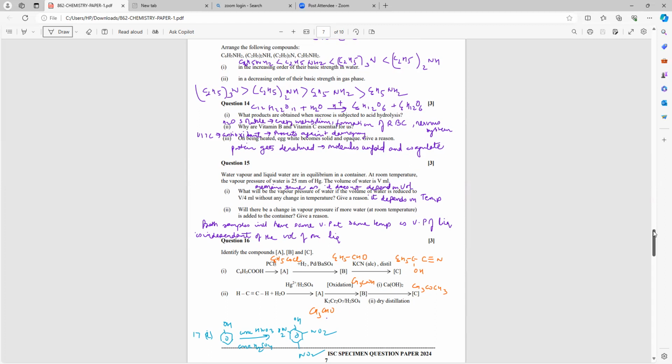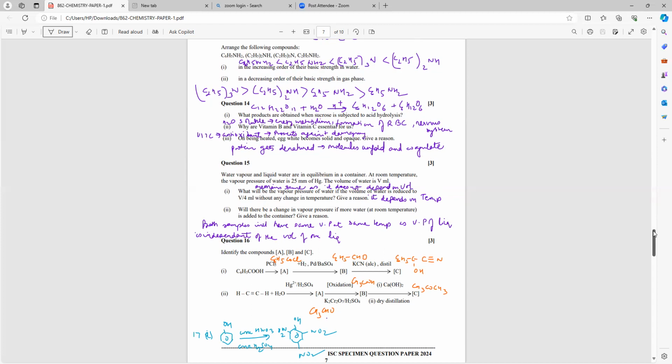It depends on temperature. Will there be a change in vapor pressure if more water is added to the container? Again, the answer will be the same. Both samples will have the same vapor pressure at the same temperature, as vapor pressure of a liquid is independent of the volume of the liquid. So you add any volume of water, it will not make any change in the vapor pressure.